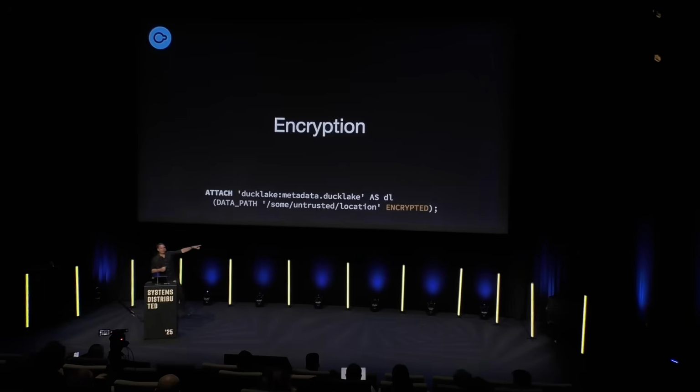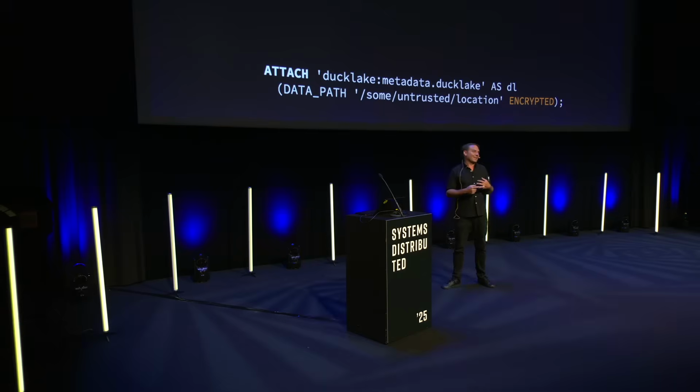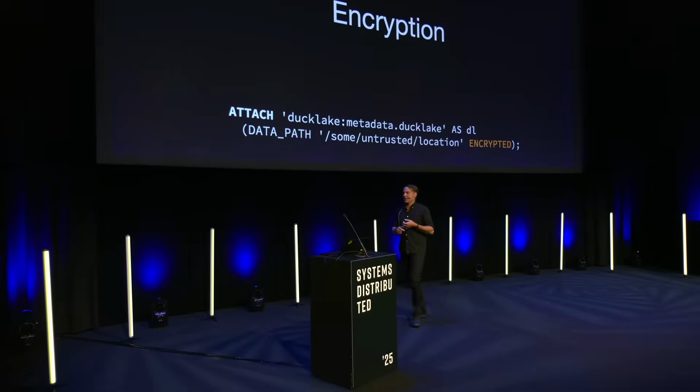Also, something that is really cool is encryption. So basically you put one word here. You say encrypted, and what happens then is that DuckLake will automatically generate a separate encryption key for every Parquet file it writes, and store that in the metadata catalog, and then automatically use this when you query it. And that's really interesting because it means you can actually store your table data on non-trusted storage. As long as your metadata service is trusted, the files are completely useless to anyone without these encryption keys.